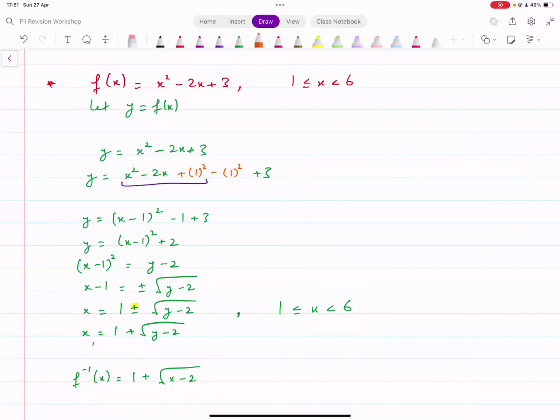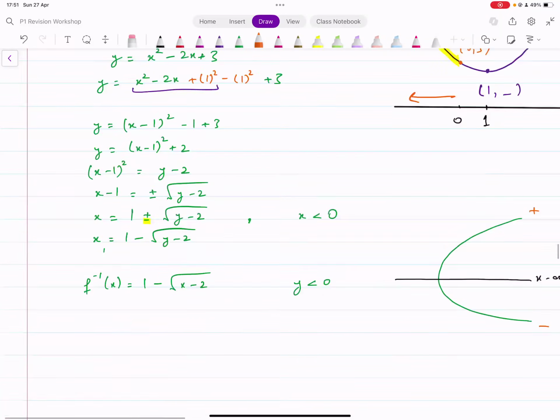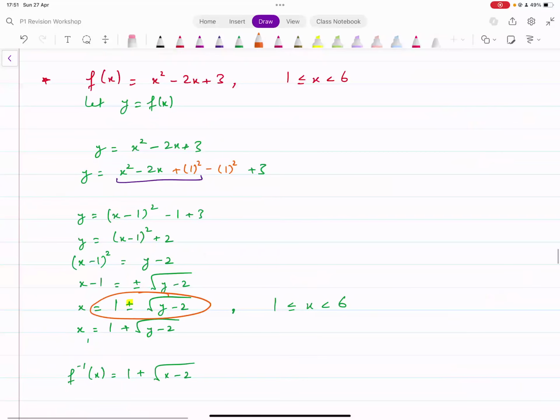How do you find the inverse of this function? Again, you complete the square first, and then you make x the subject. Eventually, you will get something like 1 plus minus something. It's actually the same expression as before, but I've changed the domain now. The domain is from 1 to 6 now.